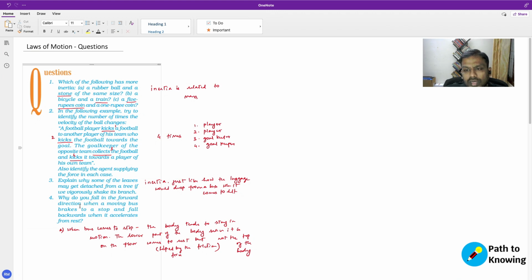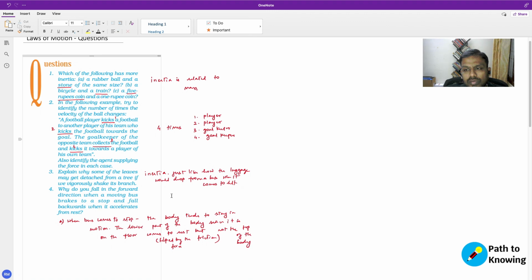Why do you fall in the forward direction when a bus brakes to a stop and fall backwards when it accelerates from rest? Here again, this is very similar to the earlier scenario. Let's take a bus which is at rest. You are standing on that bus and you are also at rest. By Newton's first law, an object that is at rest will continue to be at rest.